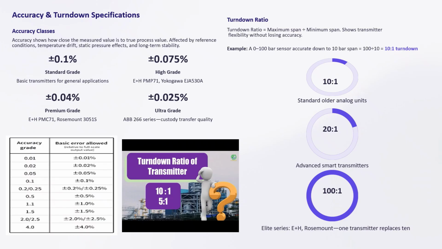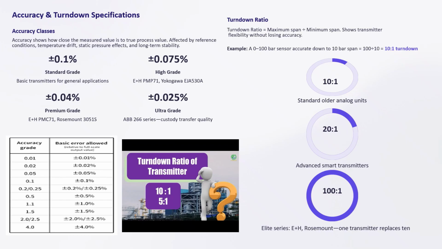Static pressure effect, especially in DP transmitters. 4. Long-term stability, how much the sensor drifts over months. Premium models offer 0.04%, such as the PMC-71 or Rosemount 3551S. Ultra-high accuracy units can reach 0.025%, like the ABB-266 series. Why does accuracy matter? Because higher accuracy means better control, especially in custody transfer, batching, and DP flow measurement.